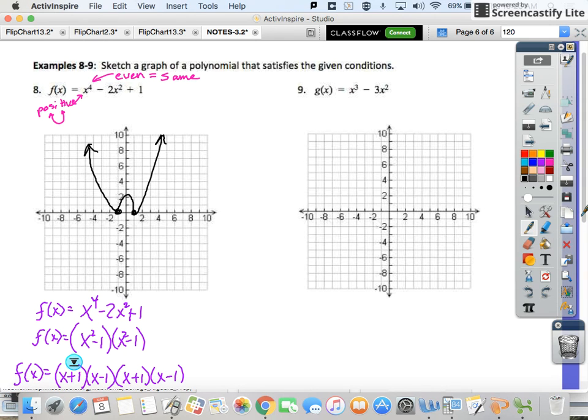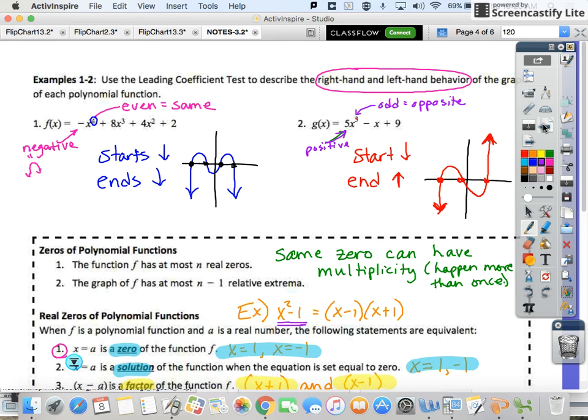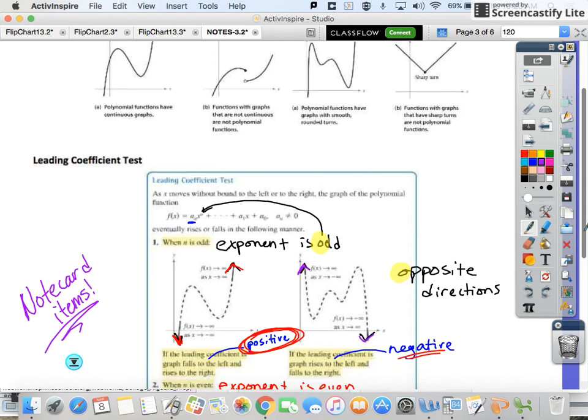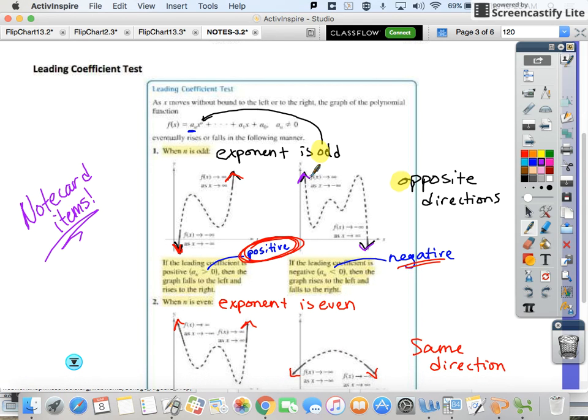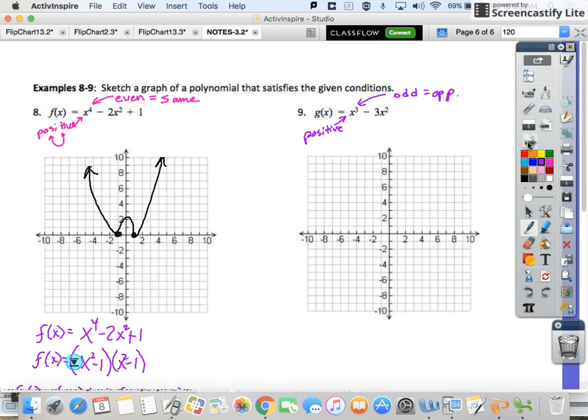All right, and then this one, when we look at this, we've got odd. O means opposite. Then we have a positive. So when we look back, this is why I would recommend putting this on a note card because I forget to. When it's odd and it's positive, we start down and we end up. Start down, end up. So it's going to look like this, kind of. And we're also going to have 3 solutions.